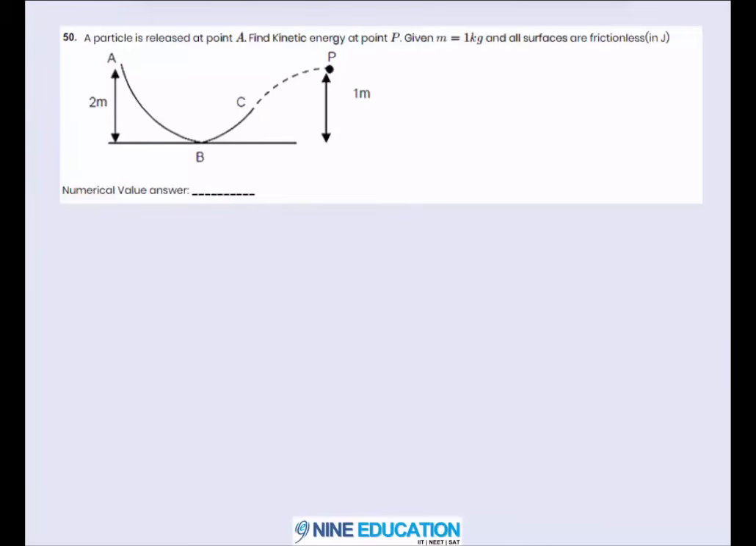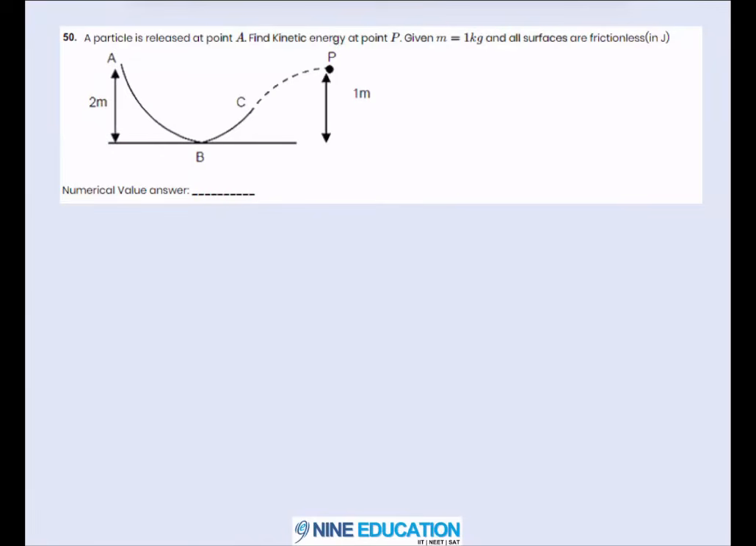Now, the last and final question. In this particular question, no friction is acting. Even though the normal reaction is acting, the work done by the normal reaction will be 0. That means no non-conservative forces are acting here, so we can easily apply conservation of mechanical energy, and that is what we are going to do.